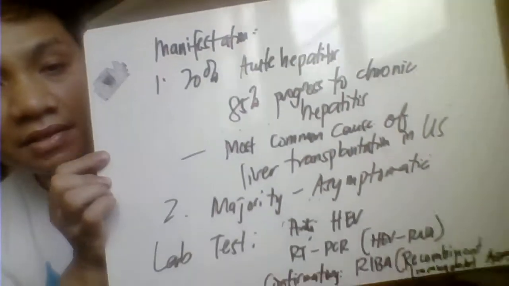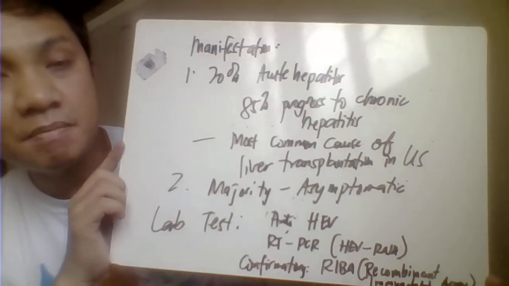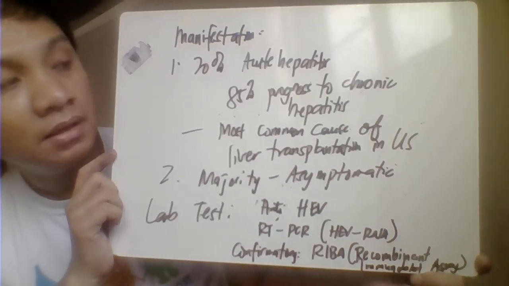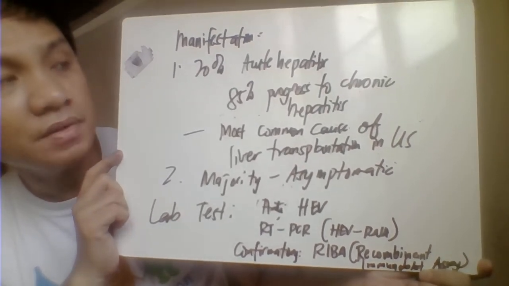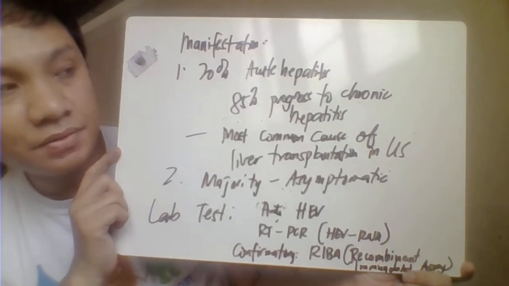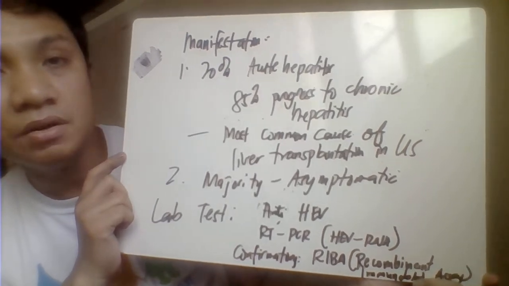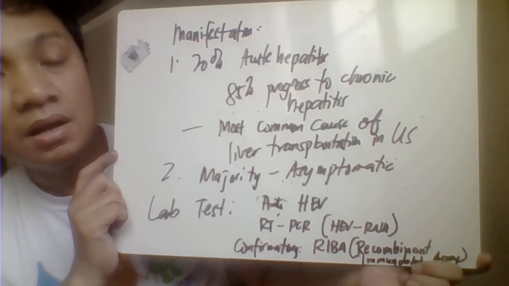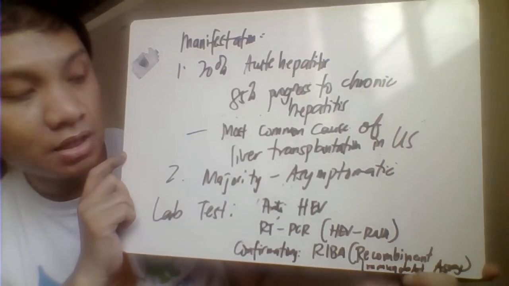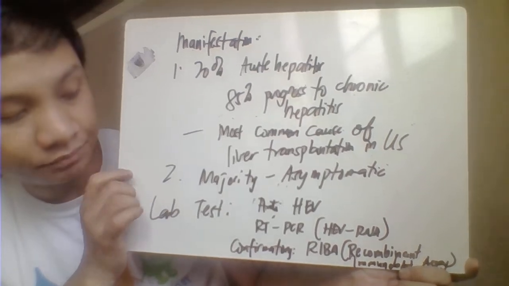For manifestation of hepatitis C, we have here 20% of patients having acute hepatitis with a yellowish manifestation. And 85% of the 20% would eventually become chronic. And therefore, most of the patients here develop liver carcinoma, and therefore the patient requires liver transplantation. And we consider hepatitis C as the most common cause of liver transplantation in the US. But then majority of the patients affected here are asymptomatic.